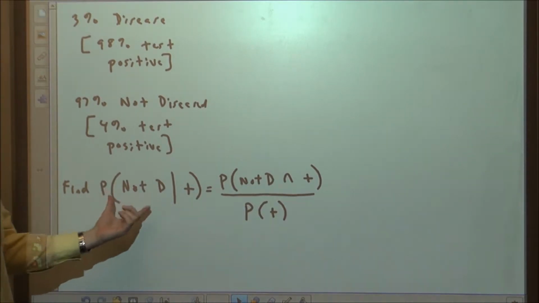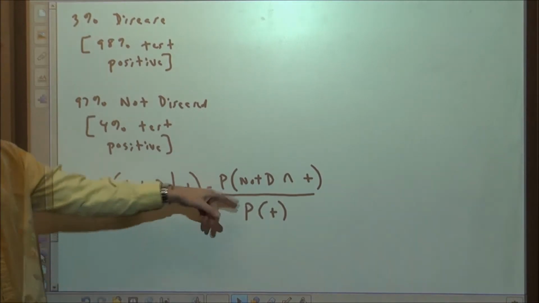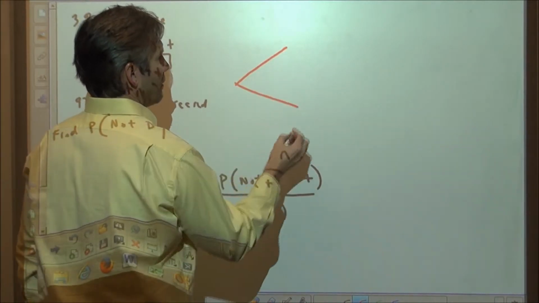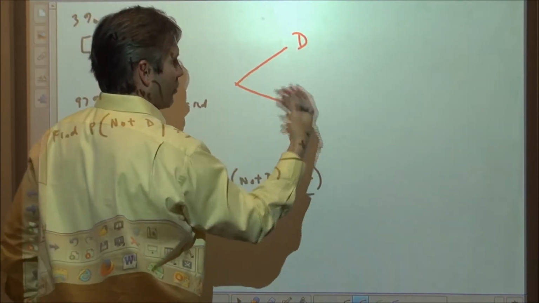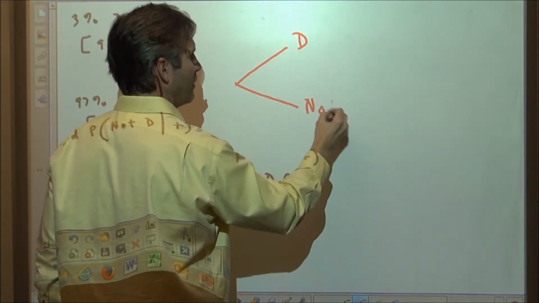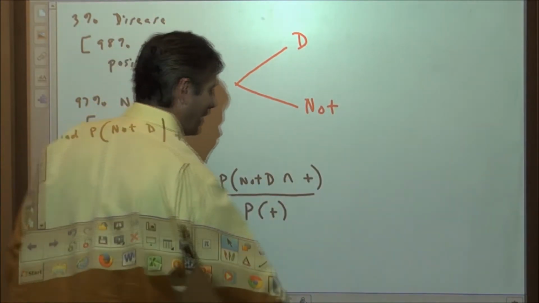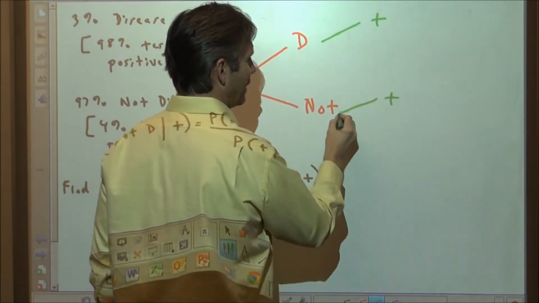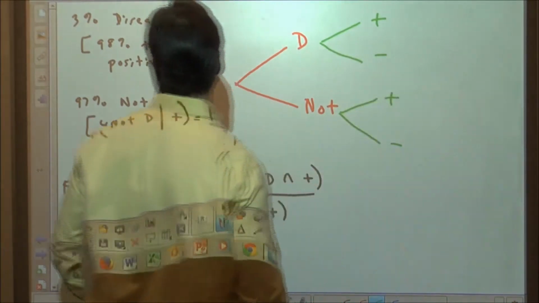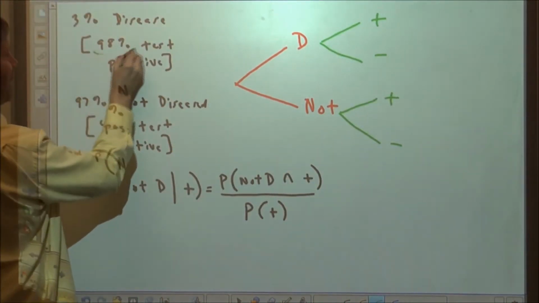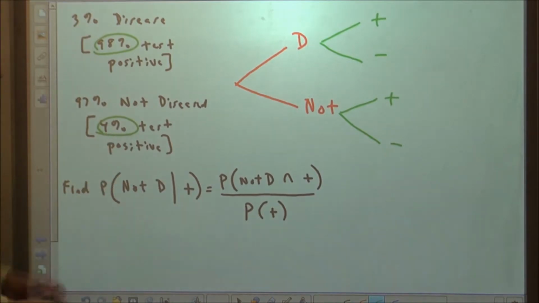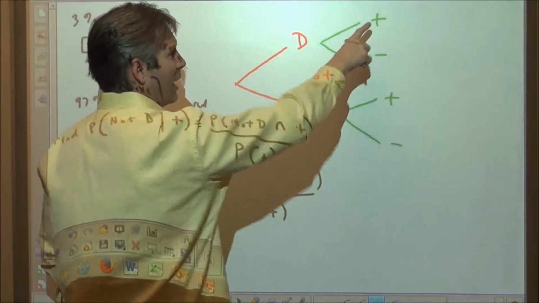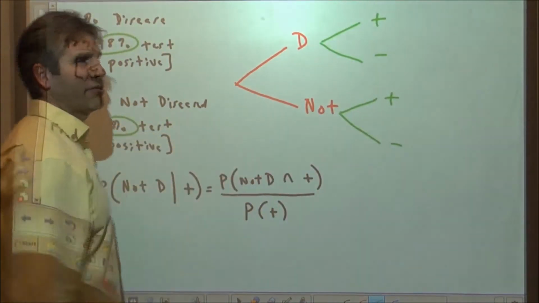Trying to find the probability that they don't have the disease, knowing that the person tested positive, and there's our formula. Well, if we go to the tree diagram, the first thing that has to happen is we have to consider that a person has the disease or they do not, because their testing positive or not is going to depend on whether they have the disease. There's got to be two places on the tree diagram to put the two different values for testing positive. That's what tells us that testing positive is dependent on whether they have the disease or not.